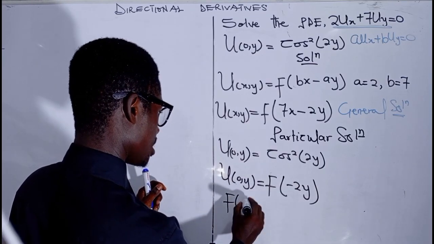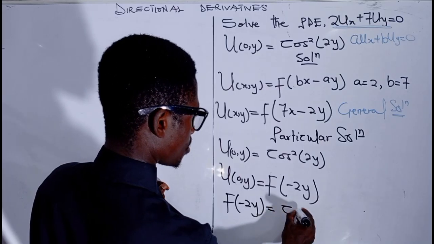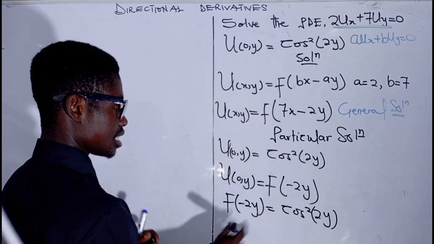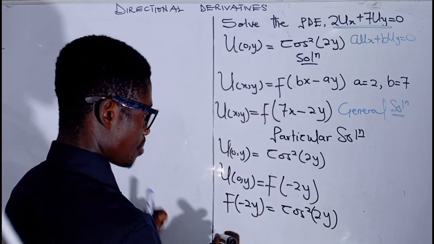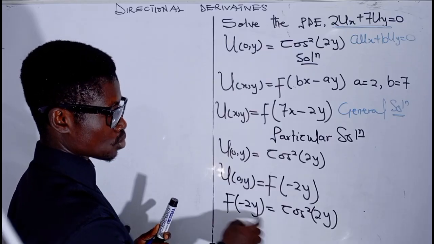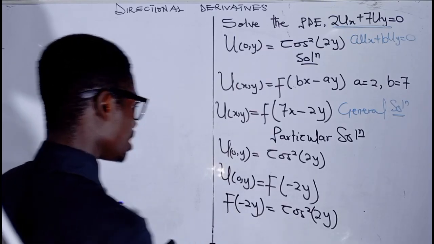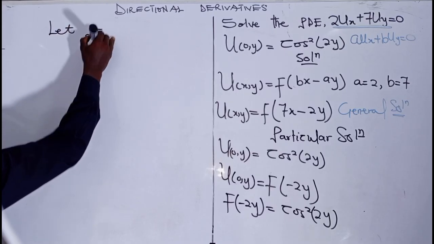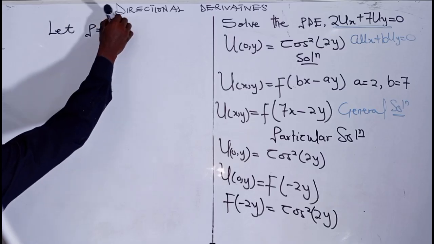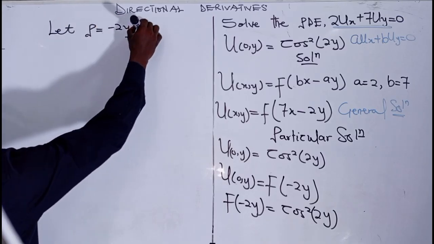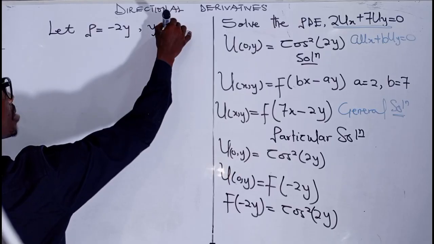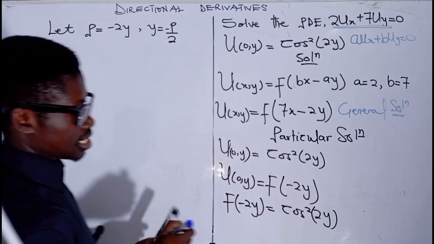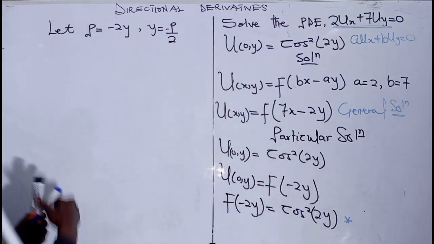So we have a function of minus 2y is equal to cos squared 2y. Very easy and simple. So from here, we want to find out what happened to minus 2y, that gives us cos squared 2y. So we are going to let the variable p be equal to what is in this bracket, minus 2y. From here, we make y the subject. We have y is equal to minus p all over 2. Once we have this, we come back to this equation, and then we plug in this.